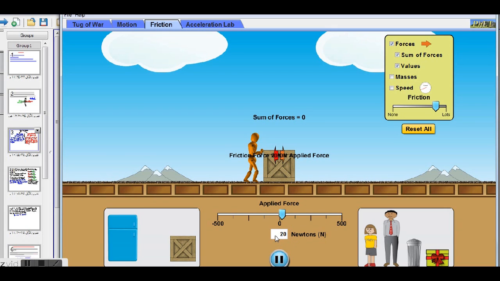Let's take the case where I am increasing the applied force, like 100. Do you think if I keep on increasing the applied force, the friction force will keep on increasing? Of course not. If I make this 110, yes, it's still not moving. If I make it 120, still not moving. If I make it 130, still not moving.